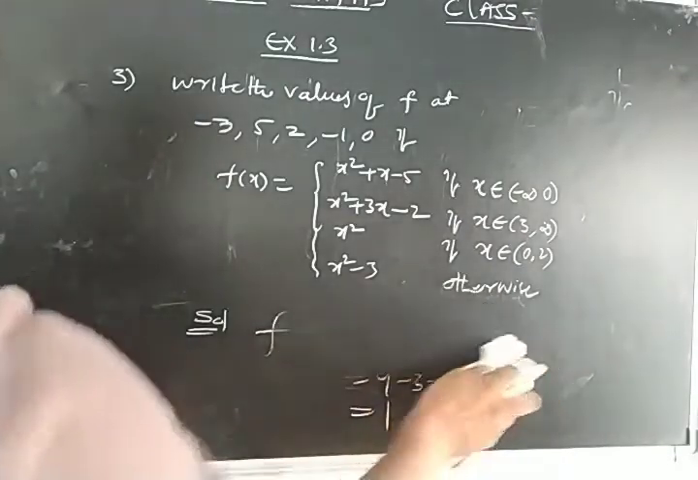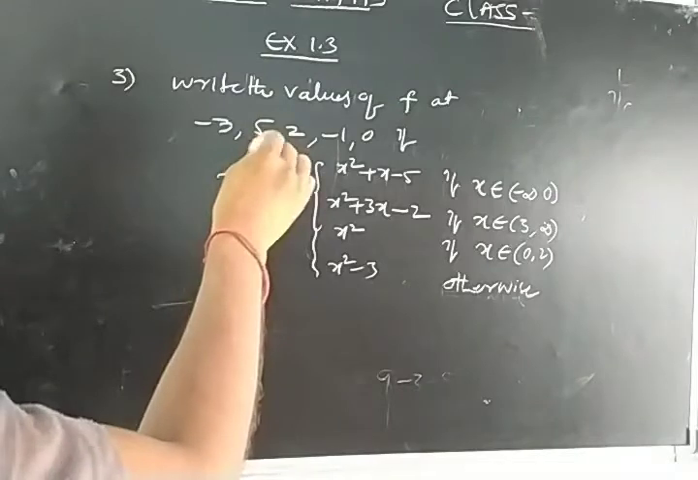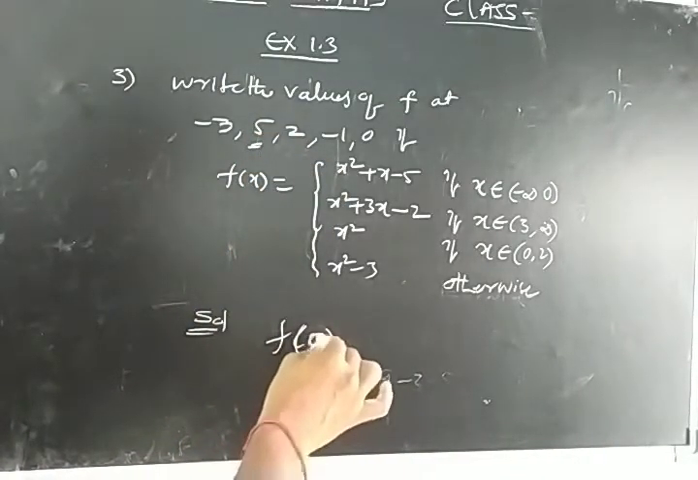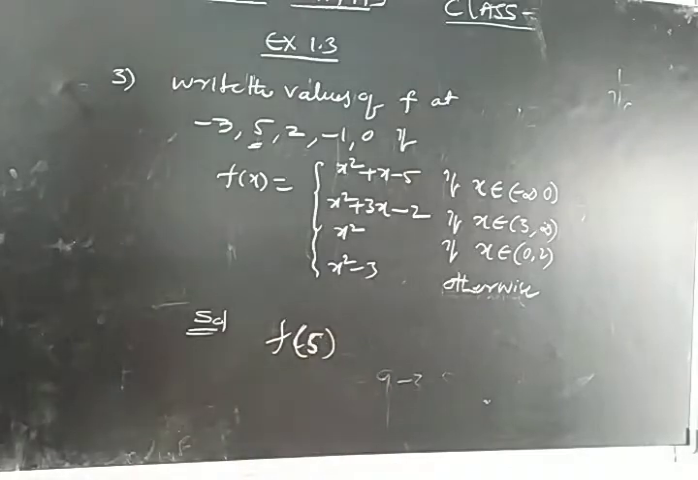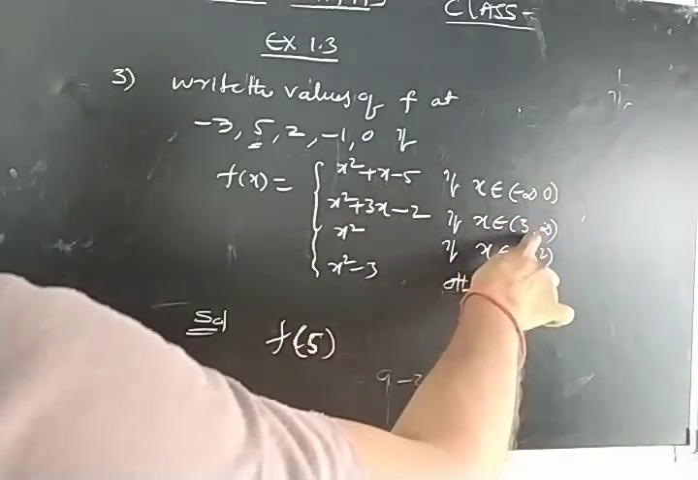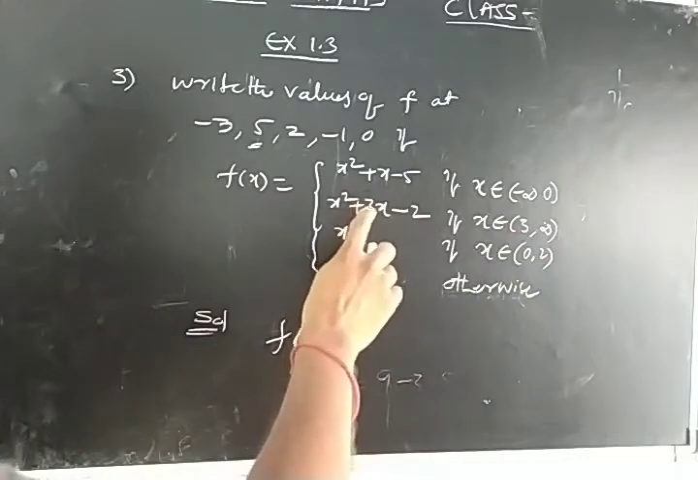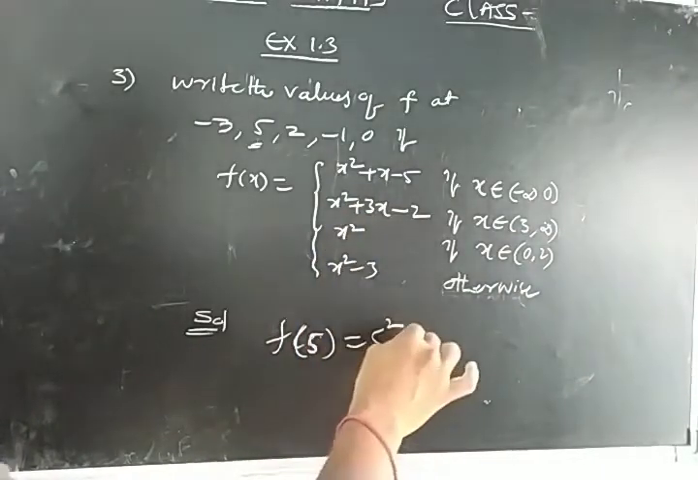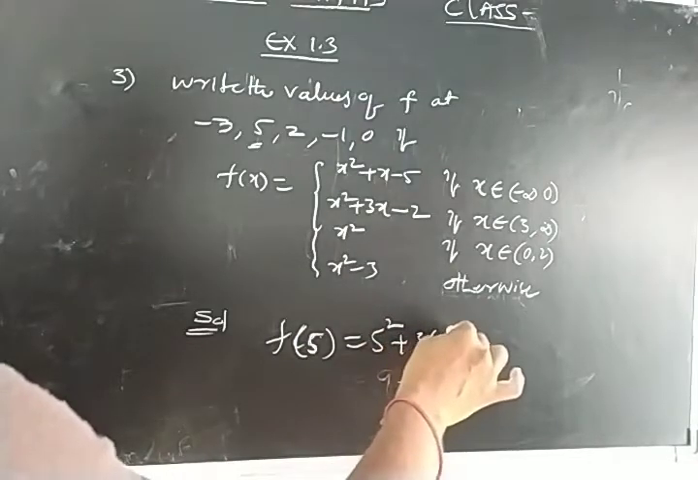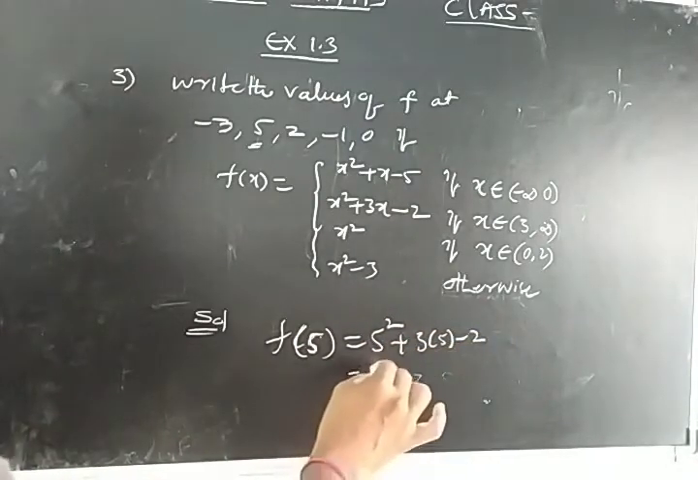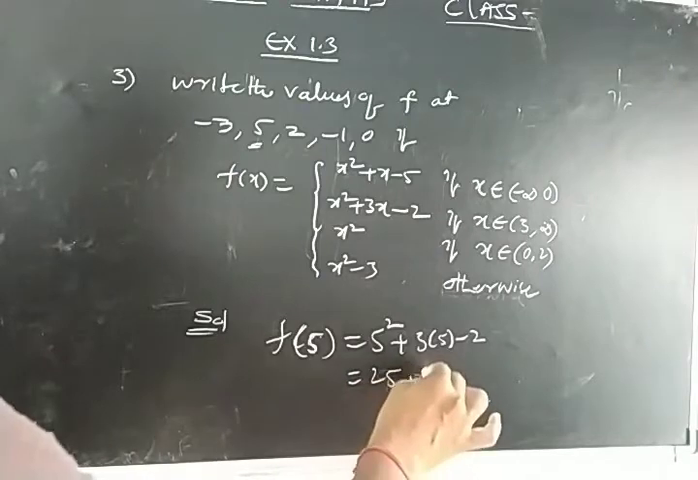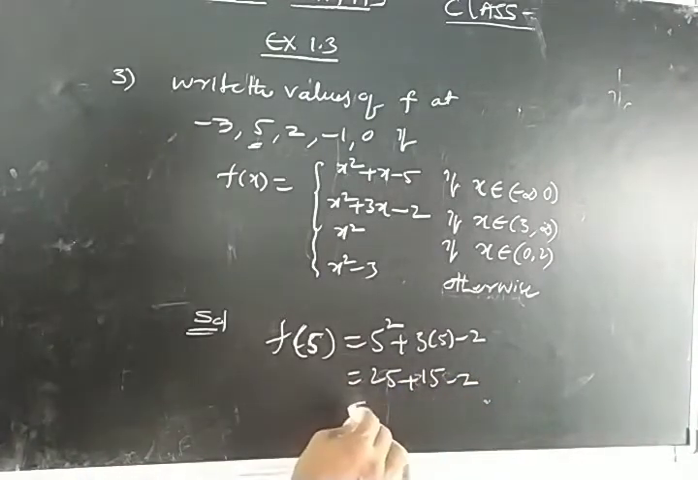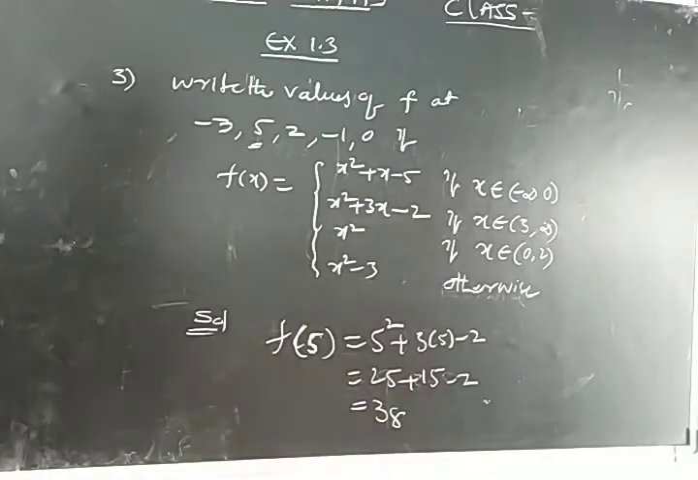Next, function value at 5. Now f of 5. Before taking the definition, again check in which interval 5 lies, this interval or this interval, 3 to infinity. So I am using this definition. In that definition I am substituting 5 in place of x. 5 square, 3 into 5 minus 2. 5 square is 25 plus 15 minus 2. 25 plus 15, 40. 40 minus 2, 38.